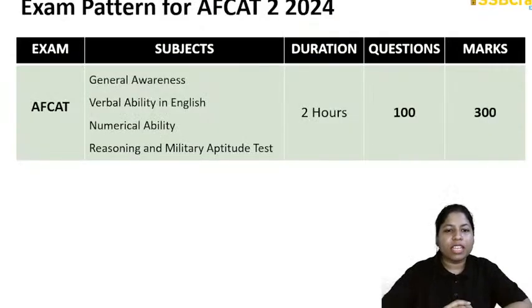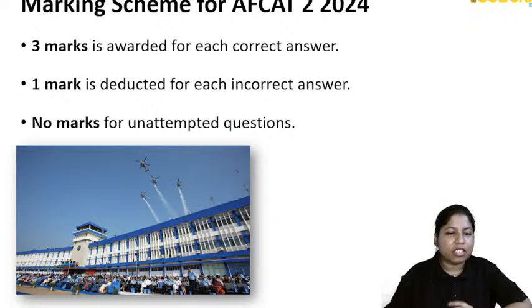So let's talk about the exam pattern for FCAT 2022. Here you can see that for FCAT, the general awareness questions are asked, then verbal ability in English, numerical ability, reasoning, and military aptitude test. It has a 2 hour duration, 100 questions for 300 marks. 3 marks are given for a correct answer, 1 mark is deducted for an incorrect answer, and no marks for an unattempted one. So yes, we do have negative marking in the FCAT exam.